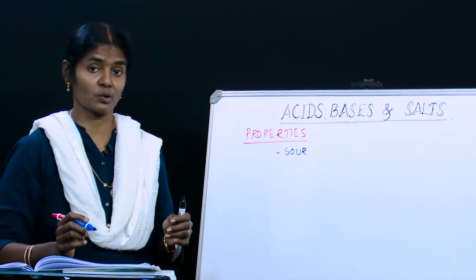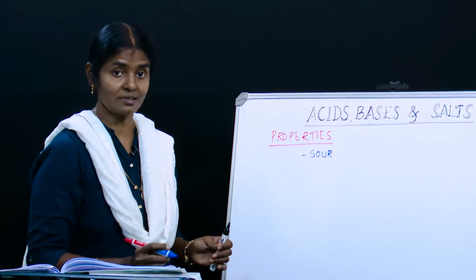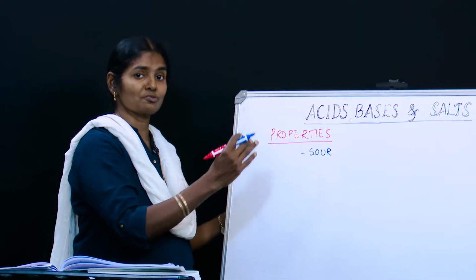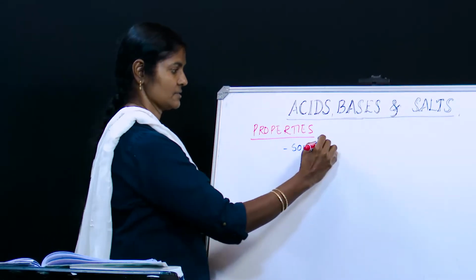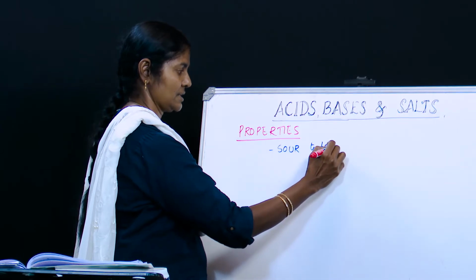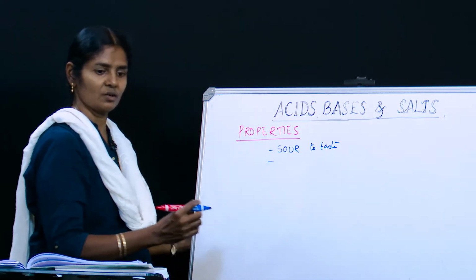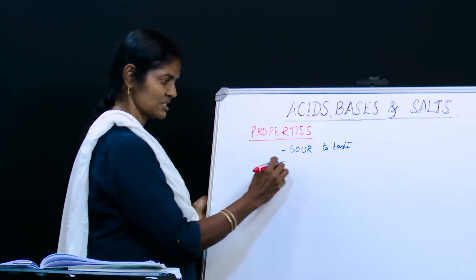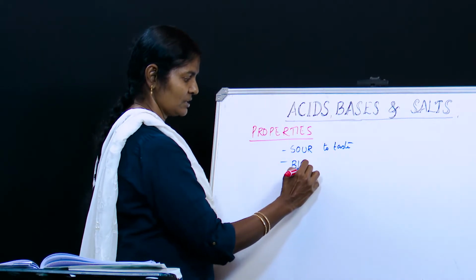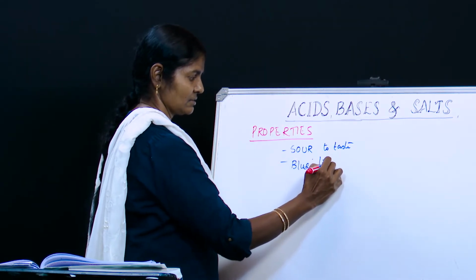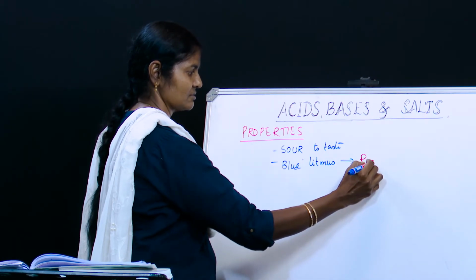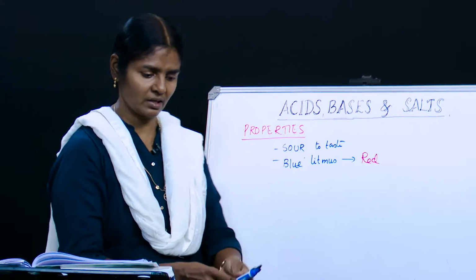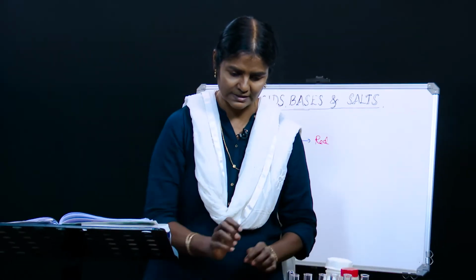That doesn't mean that you have to go and try sulfuric acid and hydrochloric acid. I know all organic acids we know. So from that you get that hint that they are sour to taste. Okay, that's the first one. Second one is, whenever you introduce litmus paper, blue litmus will turn red. This is a very important thing about the acids.